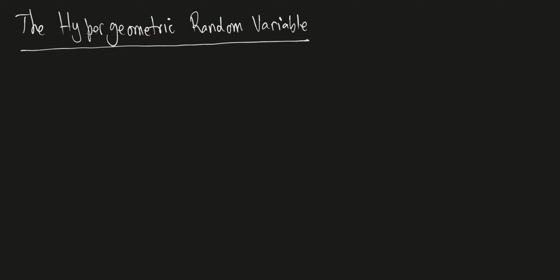We're now going to take a look at another specific random variable, and this random variable is known as the hypergeometric random variable. Unfortunately, it has part of the word geometric in its name, and it's not typically related to the geometric distribution that we previously saw. In fact, this is more closely related to the binomial random variable than it is to the geometric random variable.